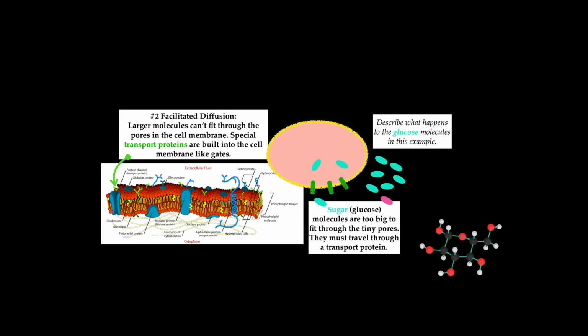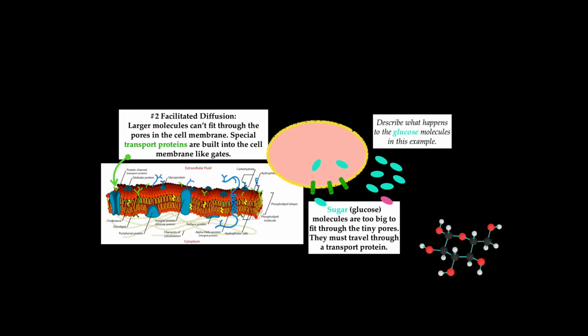But sometimes things need to get into the cell or out of the cell that are big. This is when the cell would use facilitated diffusion. Larger molecules can't fit through the pores in the cell membrane. Special transport proteins or channels are built into the cell membrane like gates to allow these molecules to get into or out of the cell.